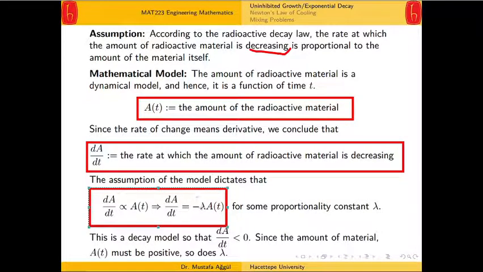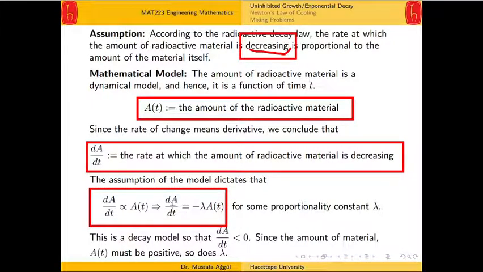Why do we have a negative here? It can be positive as well, but we just want to make lambda positive. That's why we put the negative here, to show this is really a decay problem. It's really modeling a decrease process.